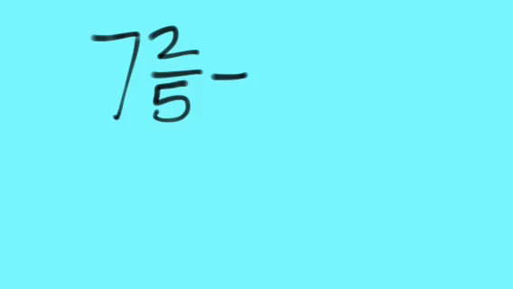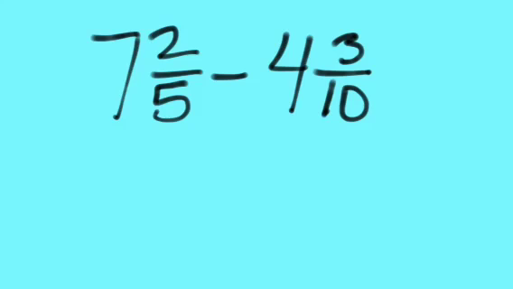All right, grab those pencils. Let's try one more. Why don't we do 7 2/5 minus 4 3/10. Go ahead and write those down. Estimate those beautiful mixed numbers, and let's see how you did when you're done.